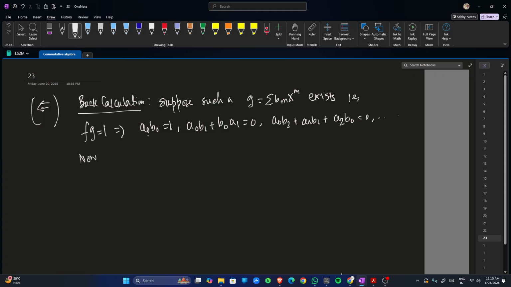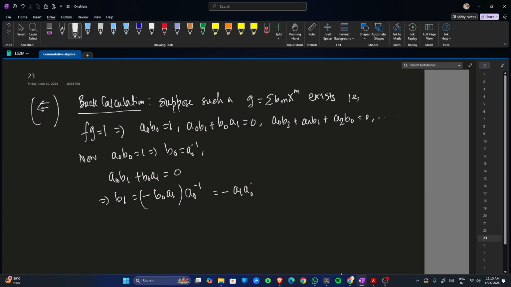Now what do you have? You have a0 b0 equal to 1. This implies b0 equals a0 inverse. Now from the equation a0 b1 plus b0 a1 equals 0, you want to find b1. So b1 is minus b0 a1 multiplied by a0 inverse. What is b0? This gives minus a1 a0 to the power minus 2.